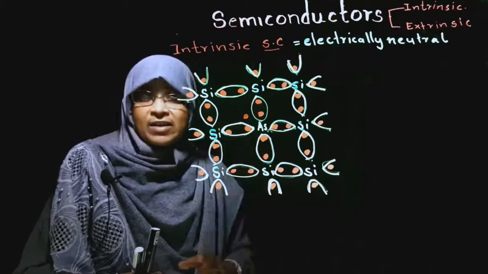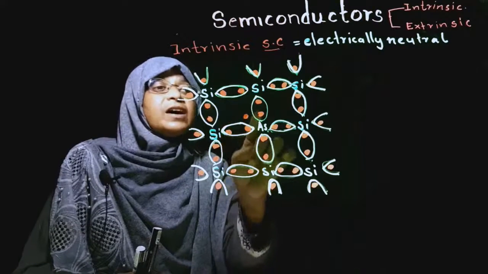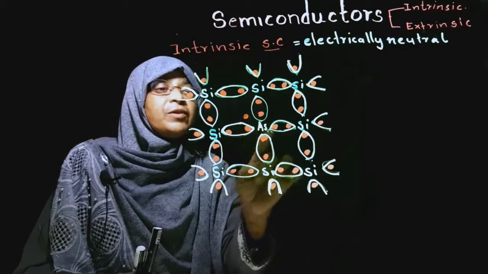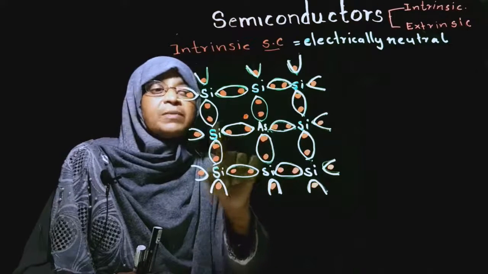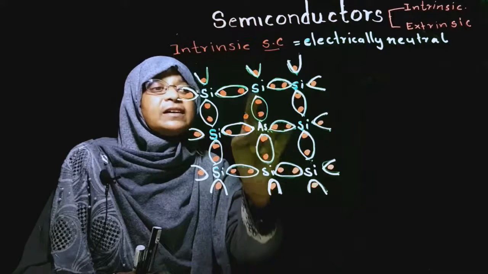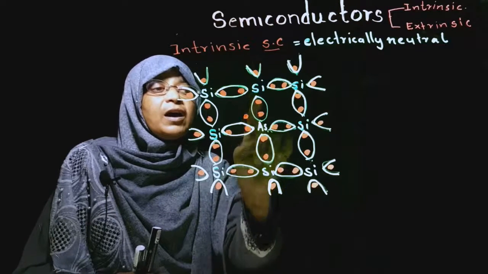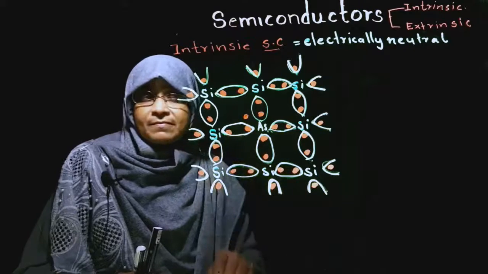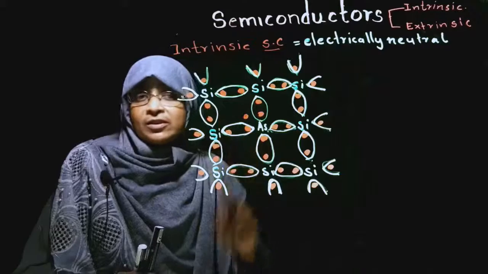Once again, I will explain. This arsenic has 5 electrons: 1, 2, 3, 4, 5. Of these 5, 4 electrons are making bonds with silicon. 1, 2, 3, 4 are with bonds. Only 1 electron is left without a bond.